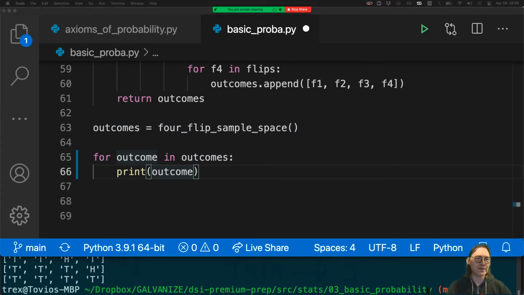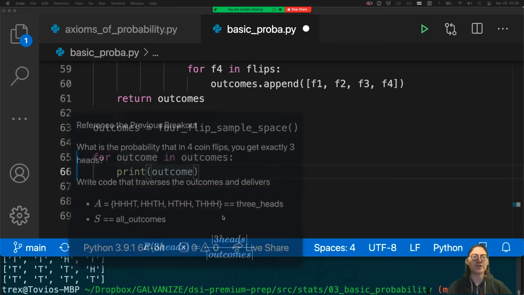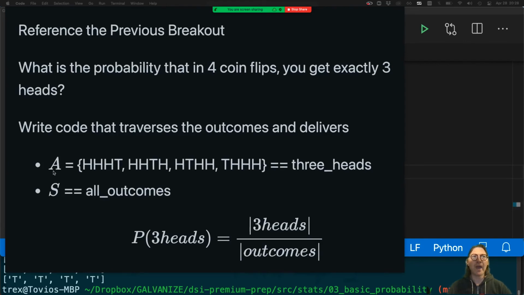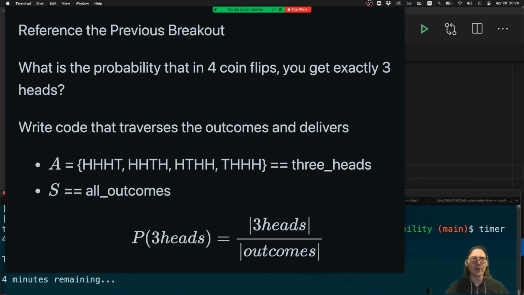So we're going to do 4 minutes on this. You're going to traverse those outcomes, and you're going to define some A and collect into that any outcomes that have exactly 3 heads in them. Here are different possibilities: heads, heads, heads, tails; heads, heads, tails, heads; and so on. You want to collect those, and then look at the cardinality of 3 heads, which should be 4, but you want to do this procedurally, and divide that by the cardinality of the outcomes. So go ahead and do that, and I'm putting 4 minutes on the timer.